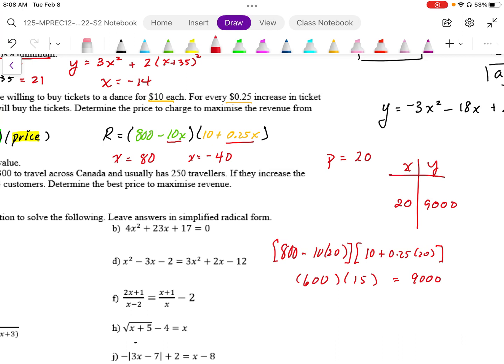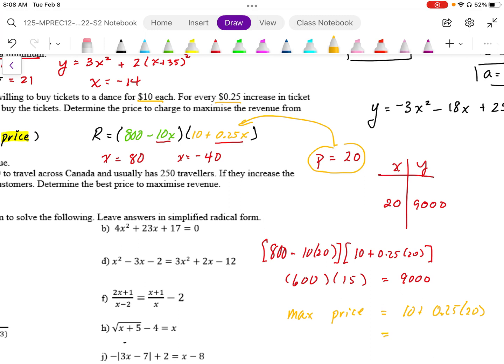In this problem, the question does actually ask us for the price. So the price is going to be based on putting this x value into the price equation. So the max price is going to be 10 plus 25 cents times where I find my max, where x is 20, and this is where I get my $15 as my max price.